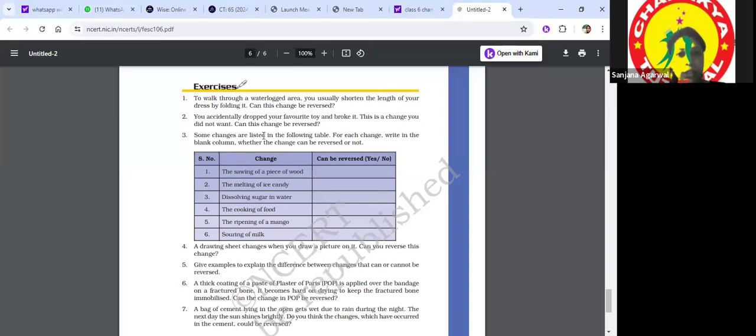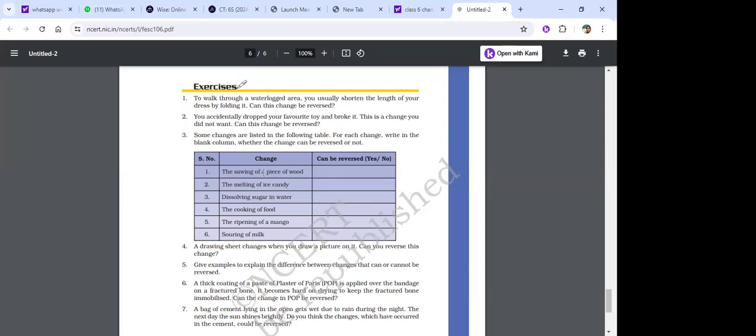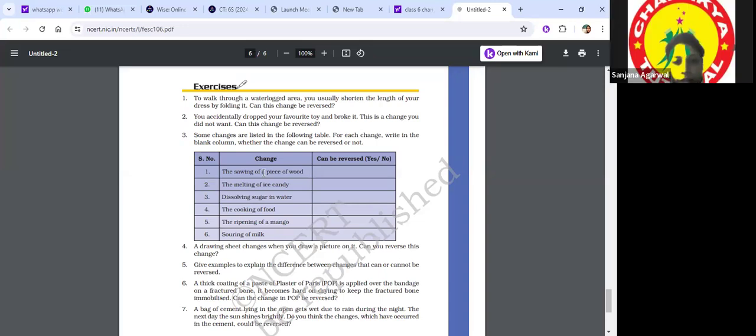Next. For each change, write whether it can be reversed or not. Sawing of a piece of wood. No, ma'am. It cannot be changed back. Okay. Neha, Dakshin, and Harshit, all three are supposed to answer.